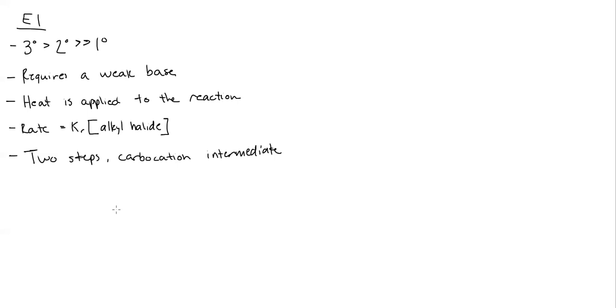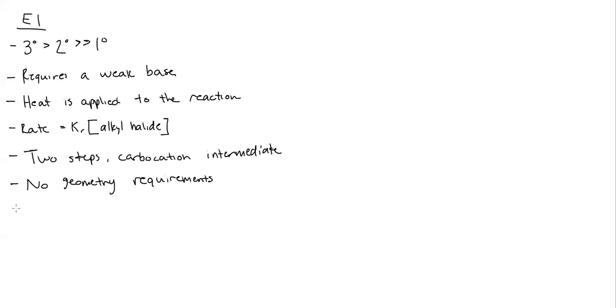And then the other thing that we need to know is that, like we talked about in E2, and if you don't remember this, I would recommend that you go back and check out the E2 video, the halogen and the hydrogen that is being removed had to be 180 degrees, anti-coplanar, anti-periplanar from each other. In this case, we don't have that. It doesn't matter, so there are no geometry requirements. E2 has geometry requirements, but E1 does not.